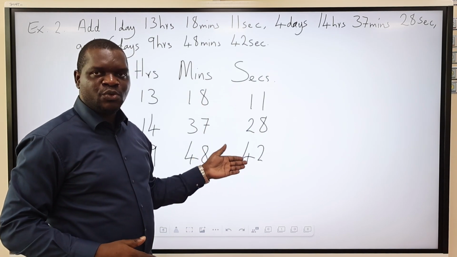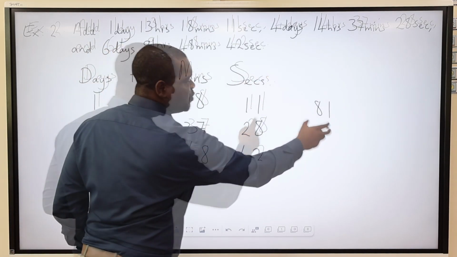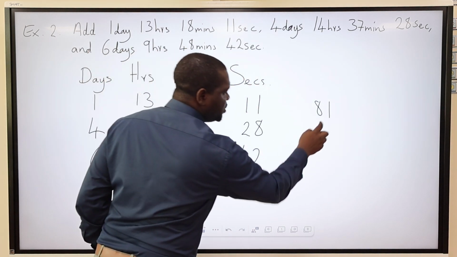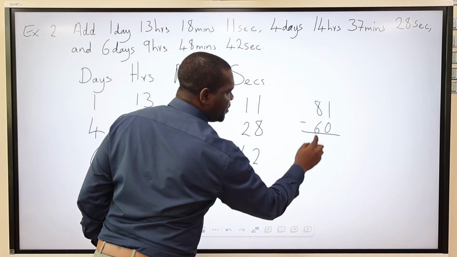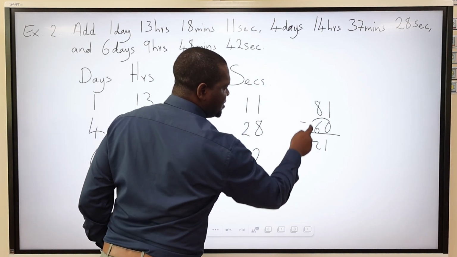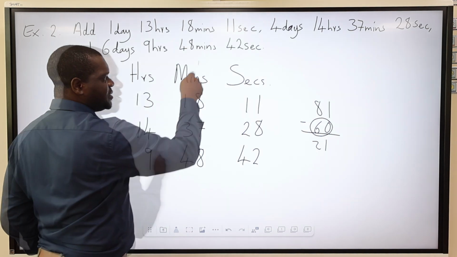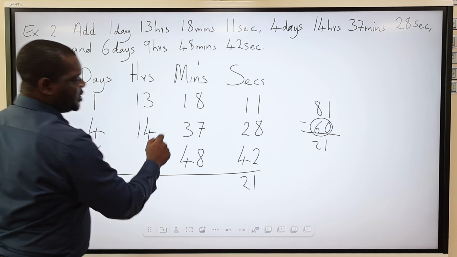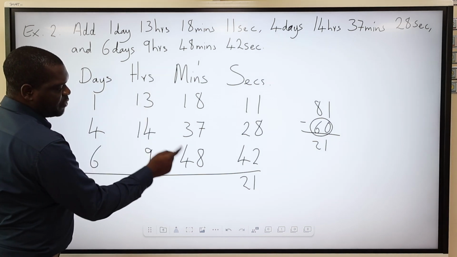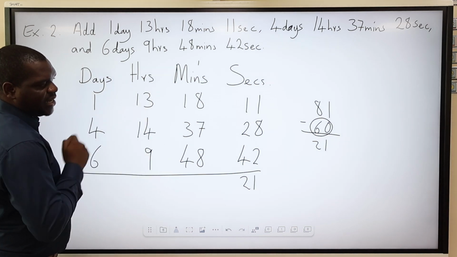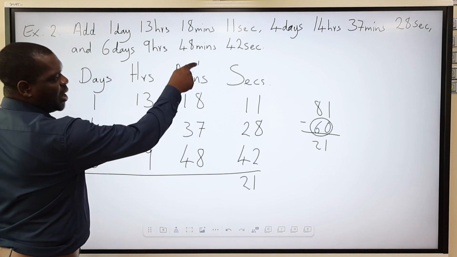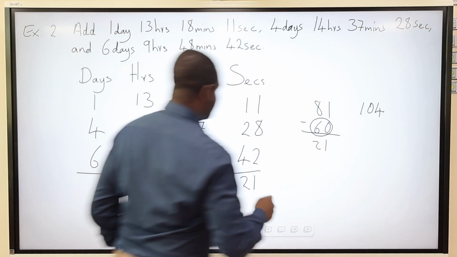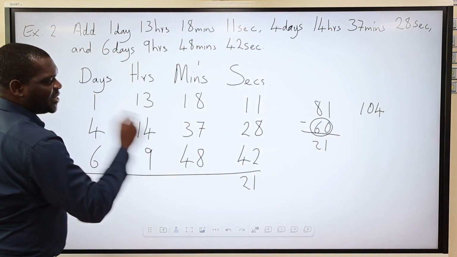11 plus 28 plus 42 is going to give us 81 seconds. Because 81 seconds is more than 60, we'll take away 60 from this. We'll be left with 21. This 60 will go to minutes and we'll have 21 seconds here. If we come to minutes, 18 plus 37 plus 48 will give 103. And if you add the 1 minute, it's going to give us 104 minutes.